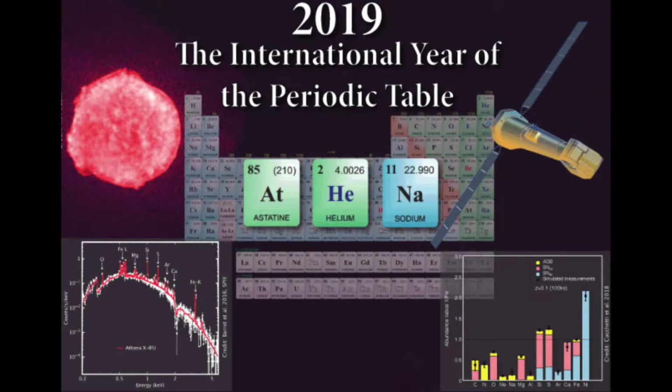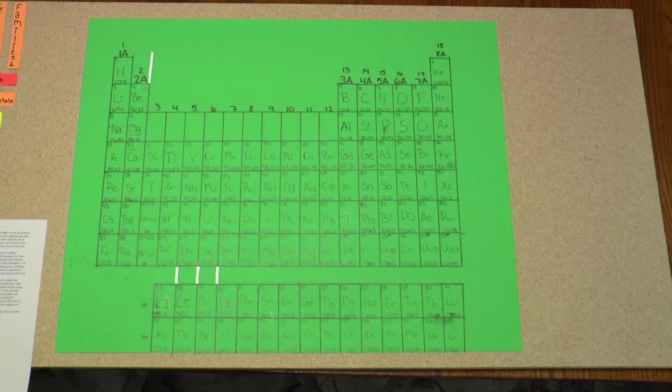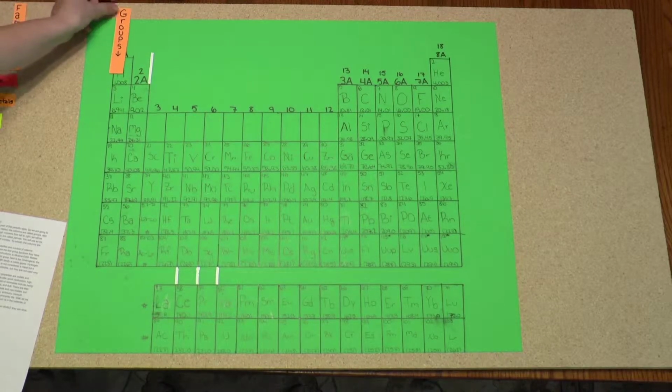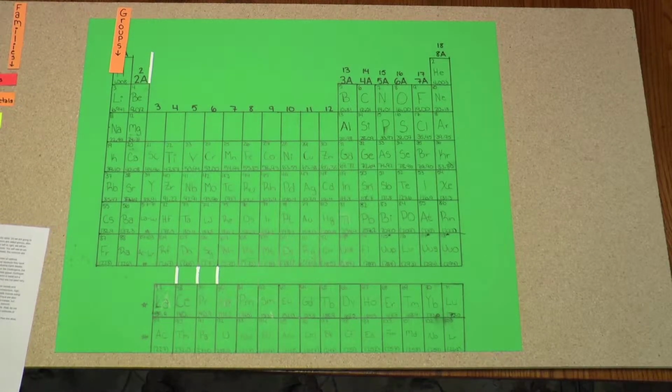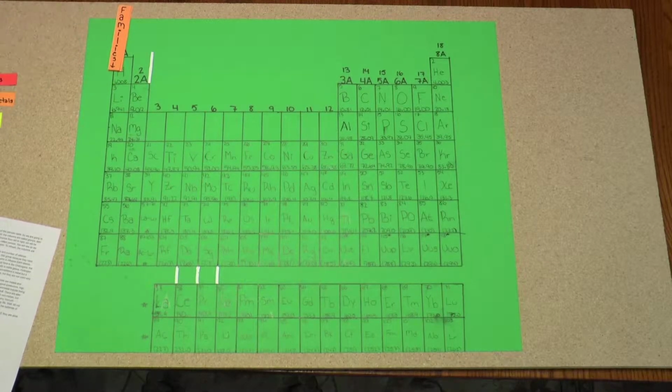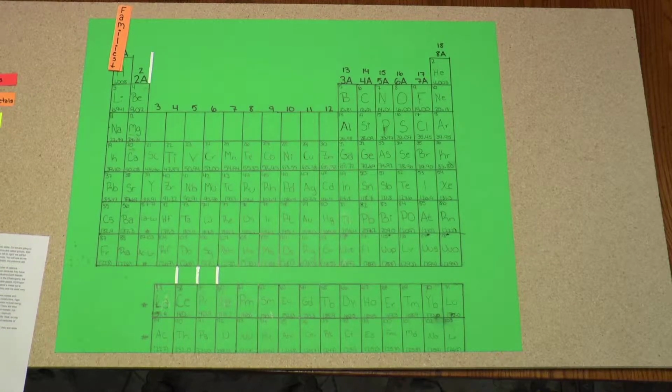Hello. As we all should know, 2019 is the year of the periodic table. So, we are going to review some of the fundamentals about the periodic table. The columns are called groups, also known as families. You will see as we progress through columns from left to right, we will be increasing valence electrons.